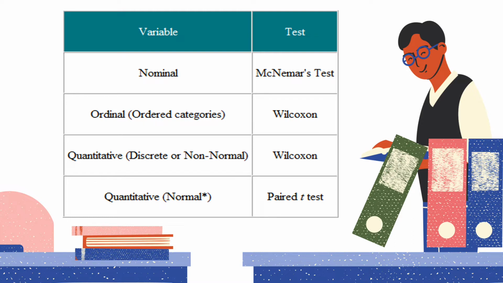And quantitative normal distribution datasets can be tested using paired t-test. These are just some of the statistical tests that can be done. Remember that the test depends on the type of variable that you can gather from your research instrument.